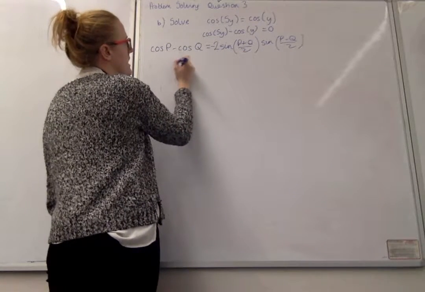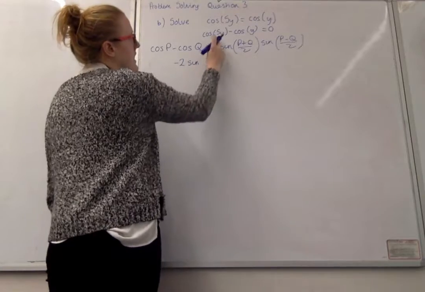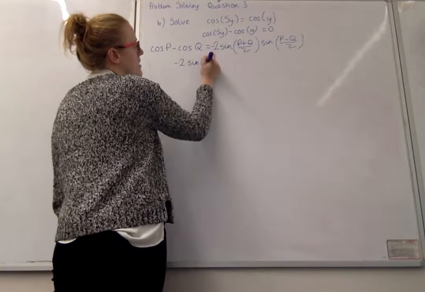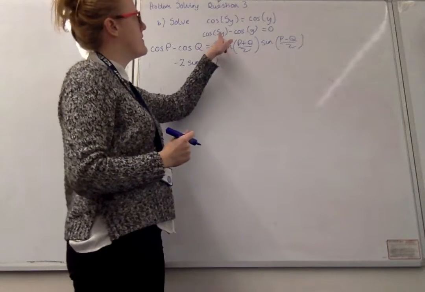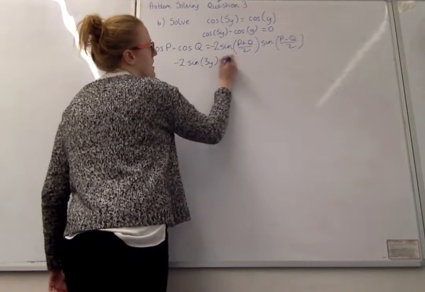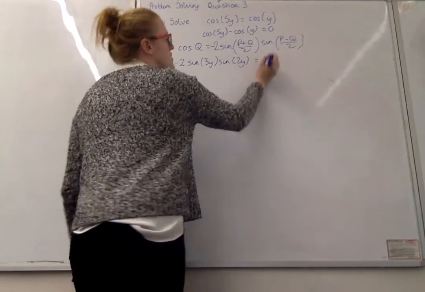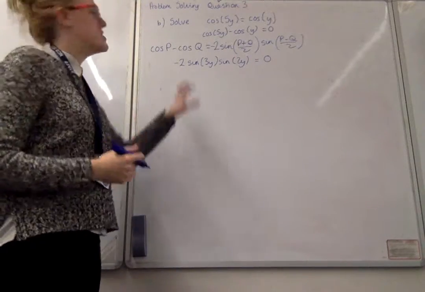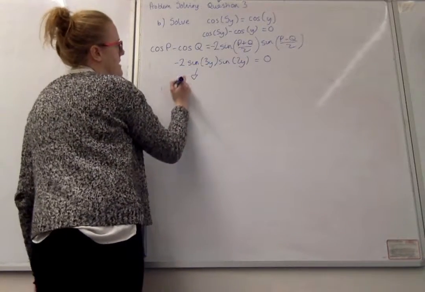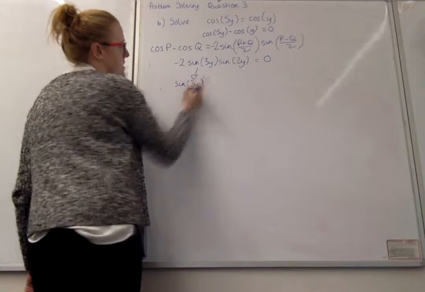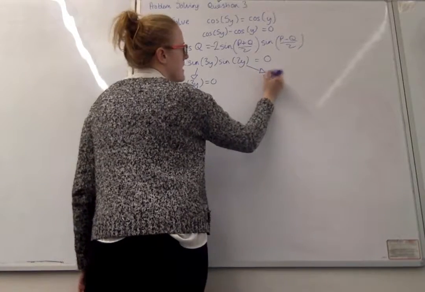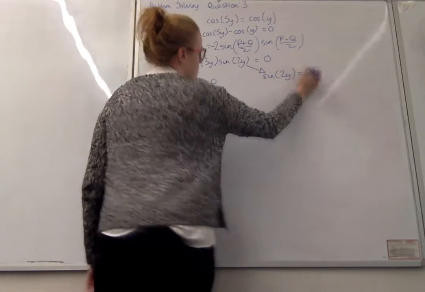So what I've got now is minus 2 sine 5y add y, 6y divided by 2, so sine 3y. And over here, p is 5y, q is y, so this becomes 4y divided by 2, so sine of 2y, and that equals 0. Because I've got things multiplied together that equal 0, I can start to look at finding some solutions. So either sine 3y equals 0, or, alternatively, sine 2y equals 0.